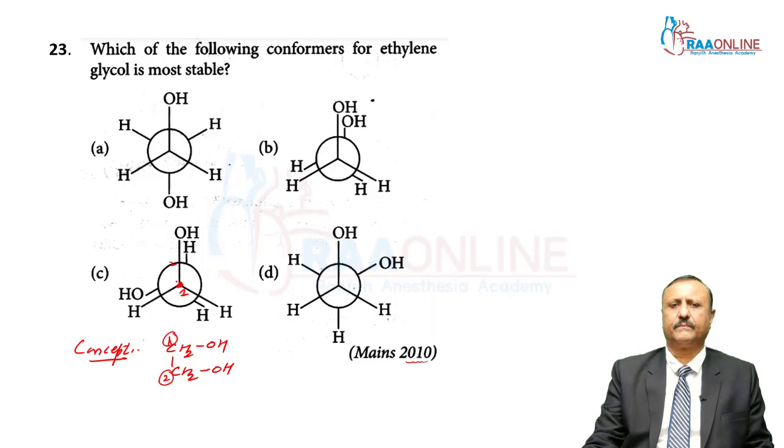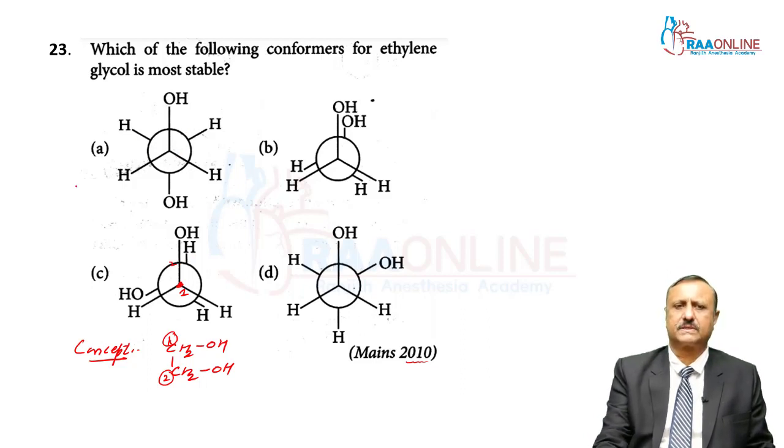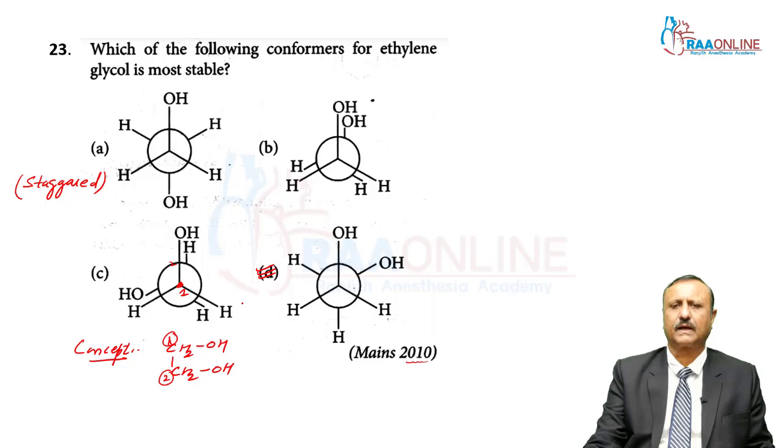Now, when the hydrogens are far away from each other, this form is stable. My dear students, this is a staggered form, so it may be stable and your answer may be A. Option A may be the correct answer. But, my dear students, in this question the answer is D. Why D? A is not your answer, D is your answer.